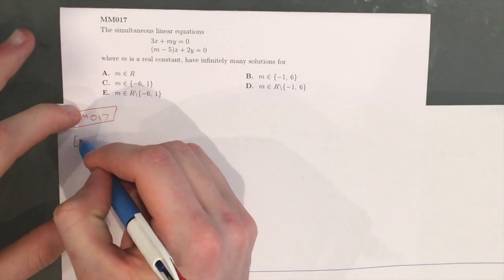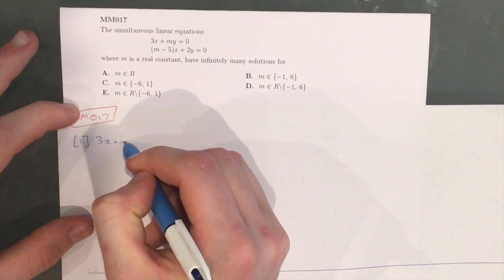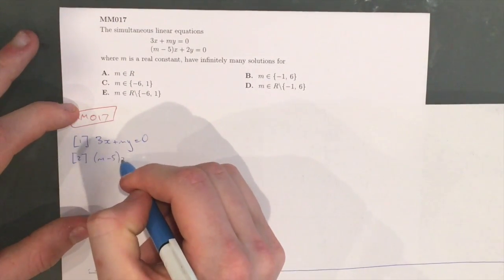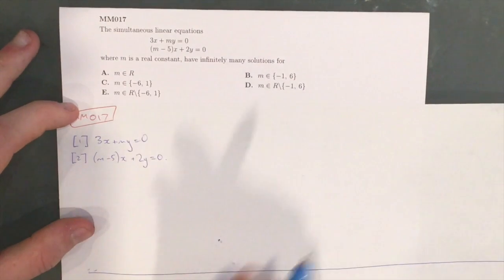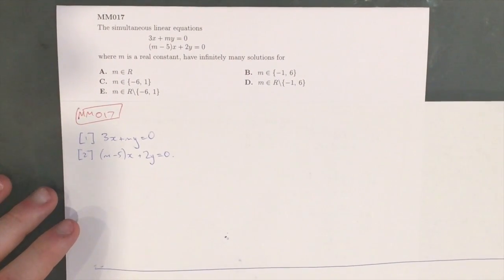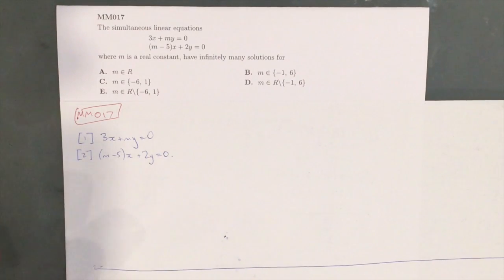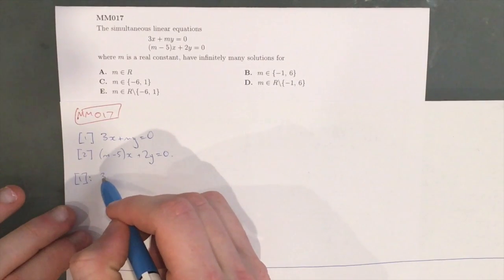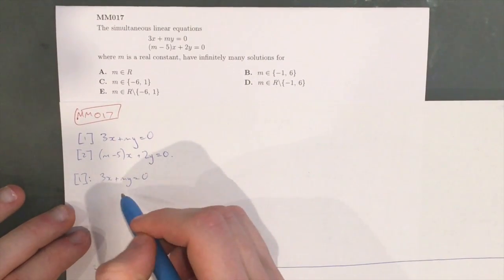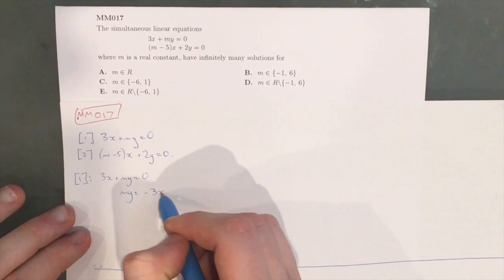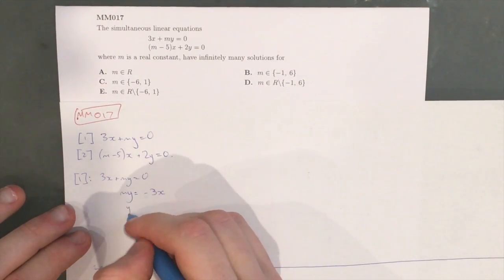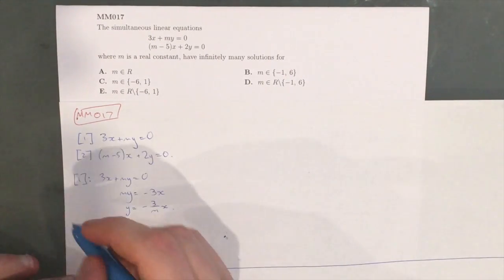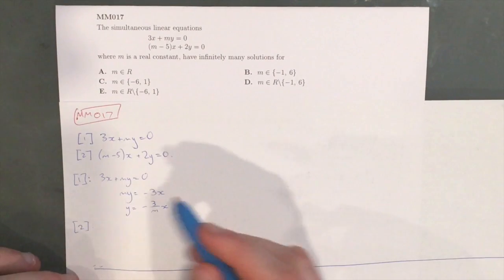So first thing I like to do is rewrite my equations as 1 and 2. Now, in order to compare these, like I've mentioned in a previous video, we need to get it in the form y equals mx plus c. So let's start with the first equation. We've got 3x plus my equals 0, which gives my equals negative 3x, which means that y is equal to negative 3 on m, x, with no c value, which is a lot easier than regular questions.